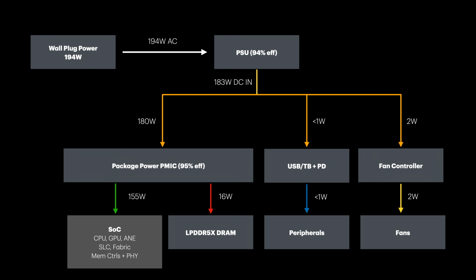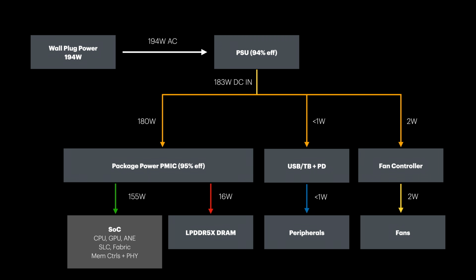Let's walk through what's actually happening to power during our GPU matrix multiplication experiment. We start at the wall, about 194 watts AC. After the power supply, that becomes roughly 183 watts of DC power entering the system. From there, the power splits into 3 main branches. The vast majority, about 180 watts, flows into what we call the package power PMIC. This block powers the entire compute package: the SoC and the LPDDR5X memory sitting right next to it.